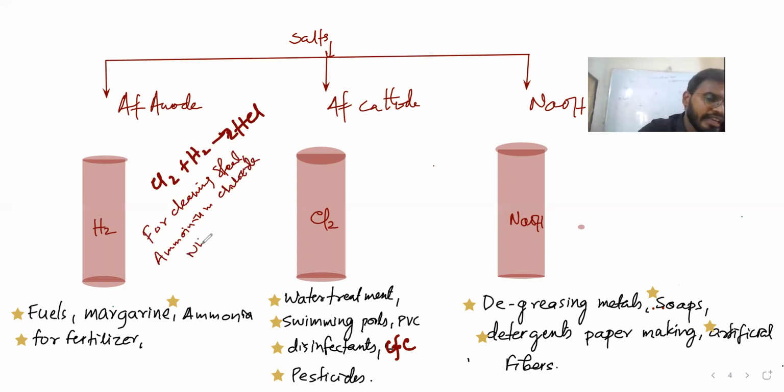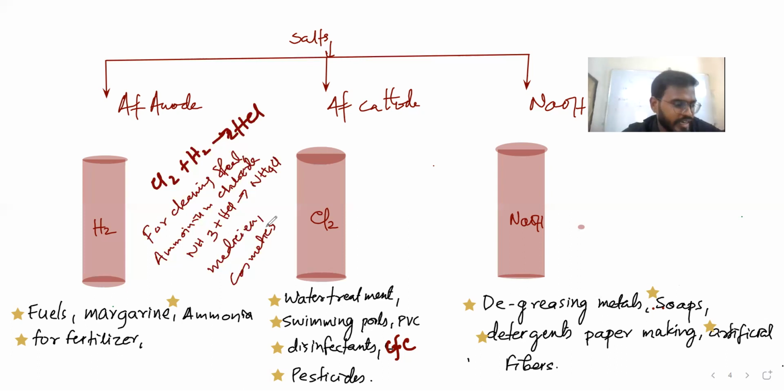It will react: NH3 plus HCl will form NH4Cl, ammonium chloride. This is also used in medicine and cosmetics, because chlorine is there. Okay, so these are the uses of chlorine, hydrogen, and NaOH.